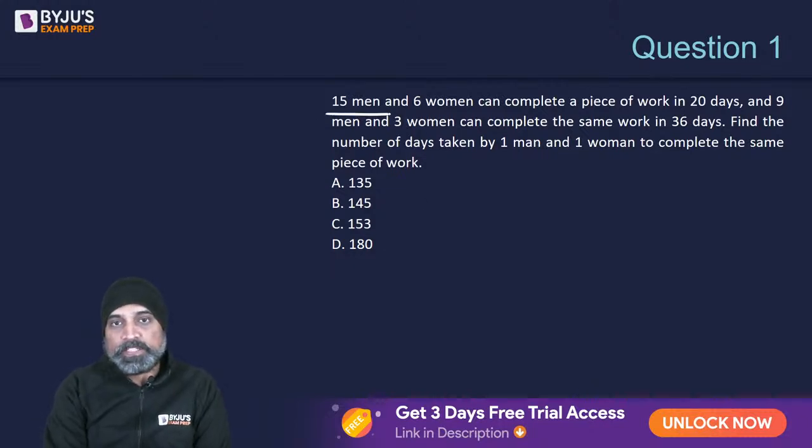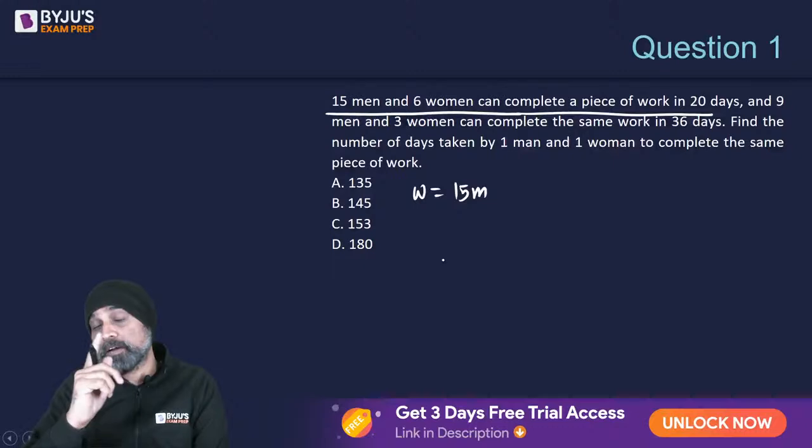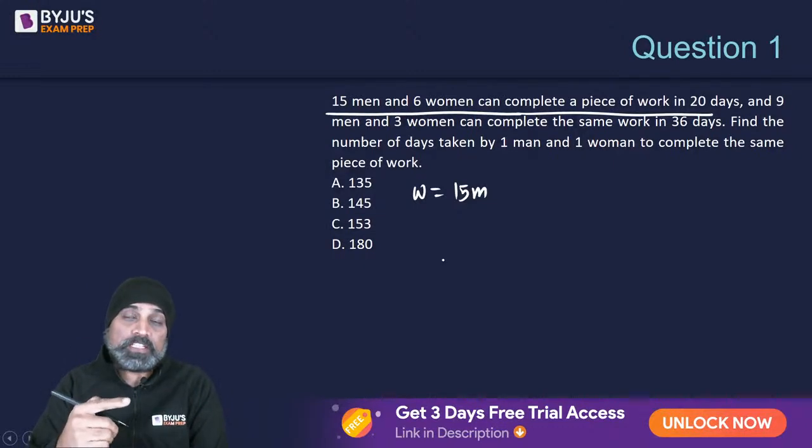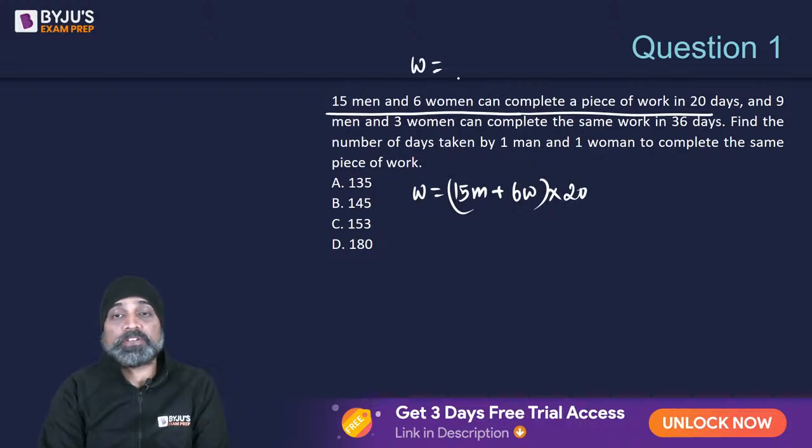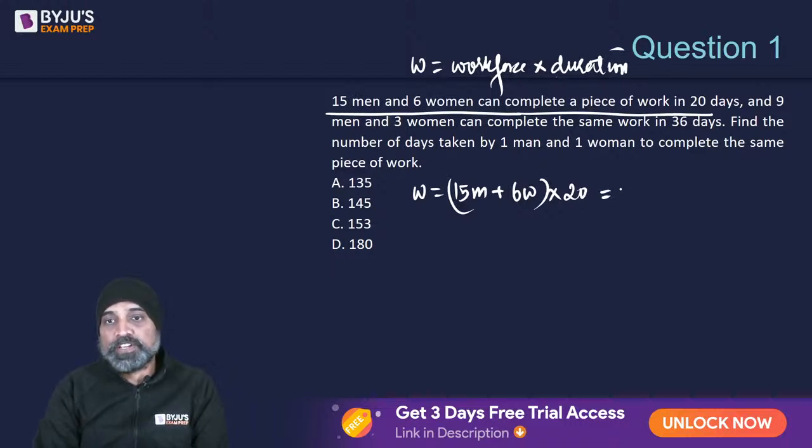So, as per the first statement, we can say that the total work is 15m. Here, m stands for the number of units a man does in a day. So, this is another way of saying it's the efficiency of 1 man. And 6 women, they together can complete the piece of work in 20 days. So, please do remember, work is given as workforce into duration, right? Now, this same work can be completed by 9 men and 3 women in 36 days.